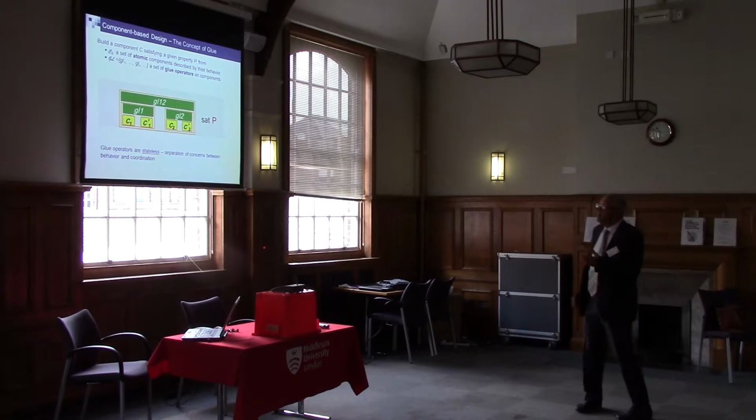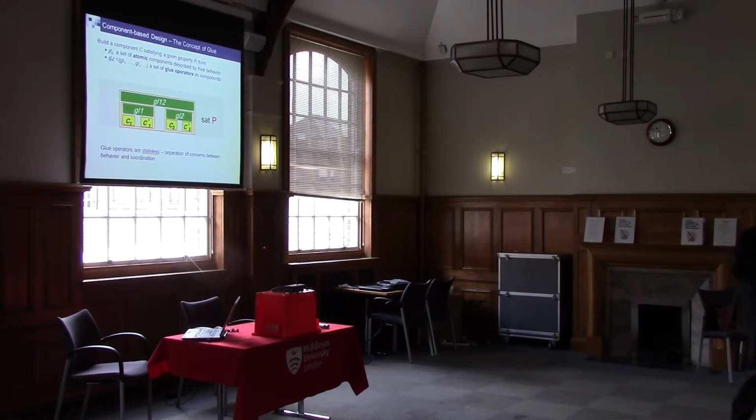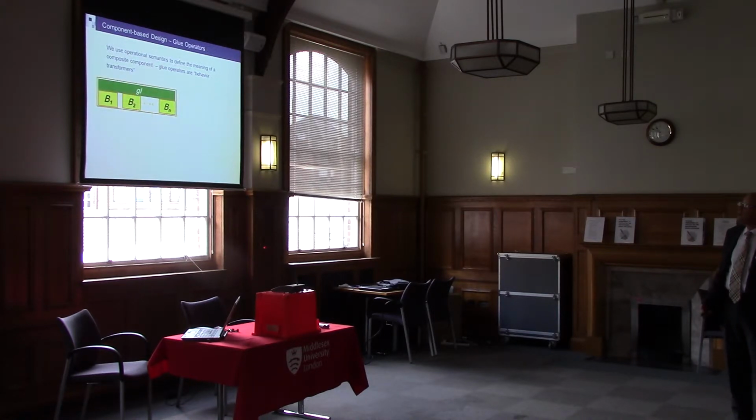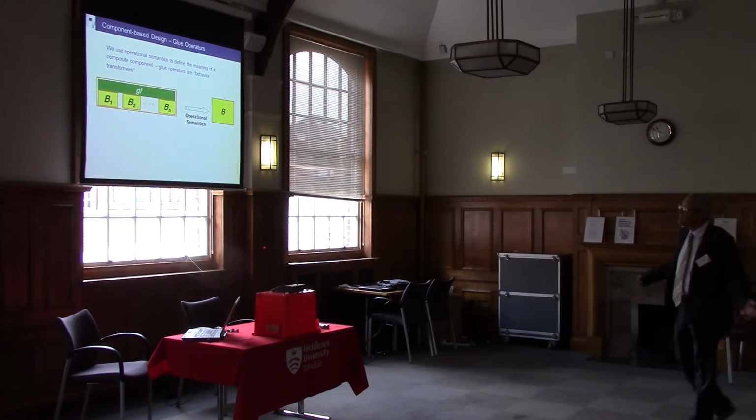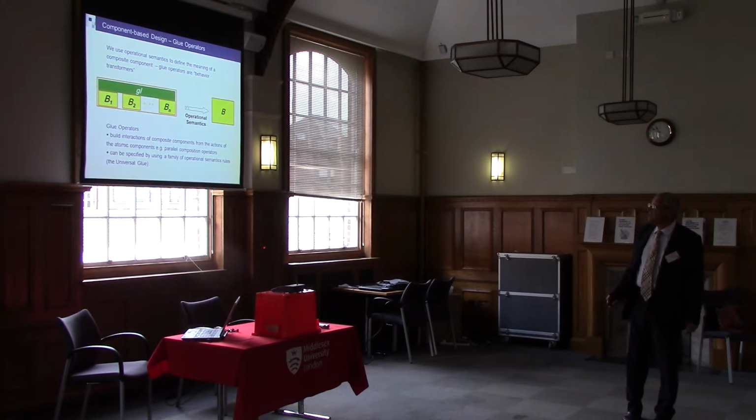So what we want is to find an expressive notion of glue that is interesting and powerful enough. Now, the constraint that we're given here is that glue operators are stateless. Stateless meaning that you don't have memory, because if you have memory, then memory is in the yellow boxes, in the atomic components. Okay, so how can we specify glue by using operational semantics? This is trivial, what I'm saying. But of course, you need a certain type of rules for operational semantics. And the idea is that the glue is used to build interactions of composite components from actions of atomic components.